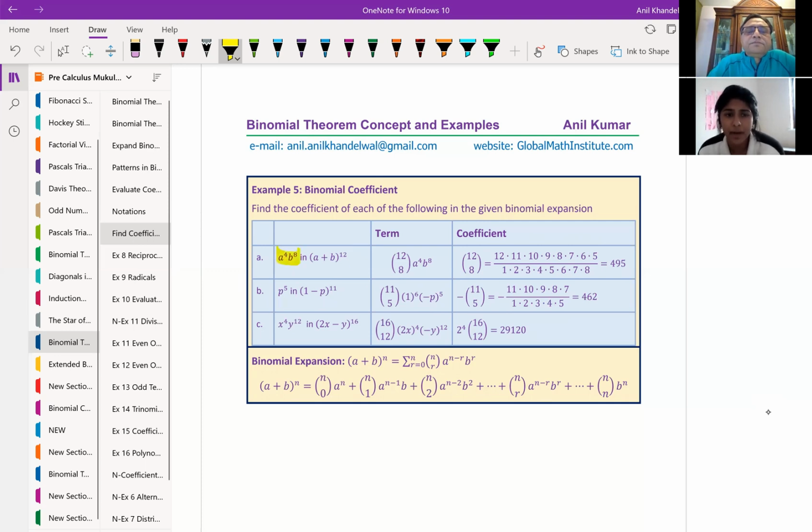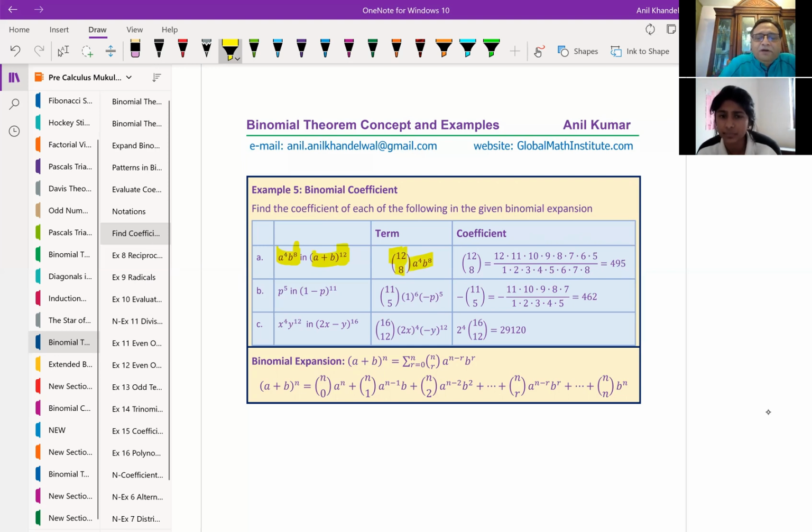a to the power of 4, b to the power of 8 in (a + b) to the power of 12. Correct. So to find the coefficient of this, it is important to understand that n is 12 and r is the power of b. So we get 8. So 12C8 is the coefficient of a to the power of 4, b to the power of 8 in the expansion given to us. Is that clear to you?